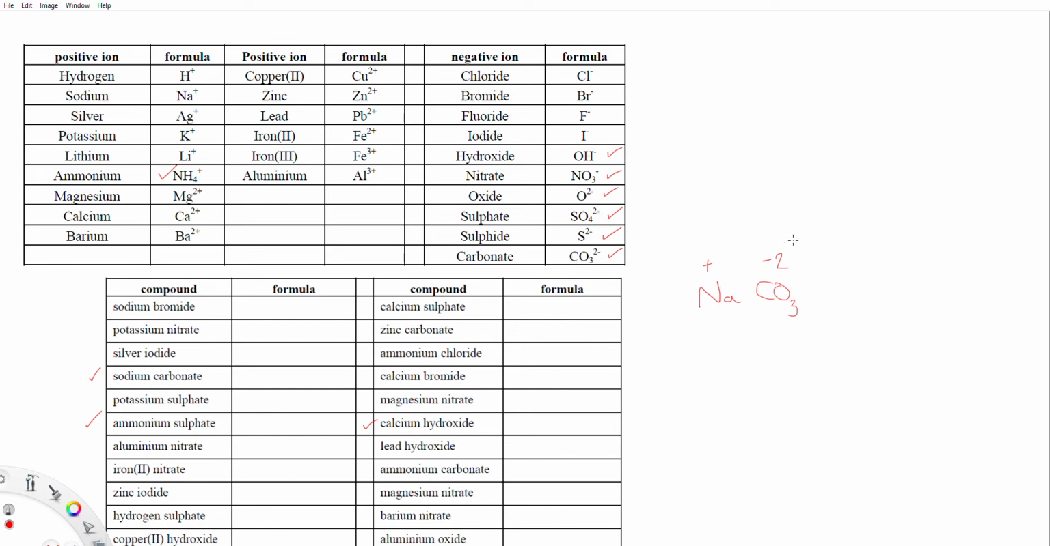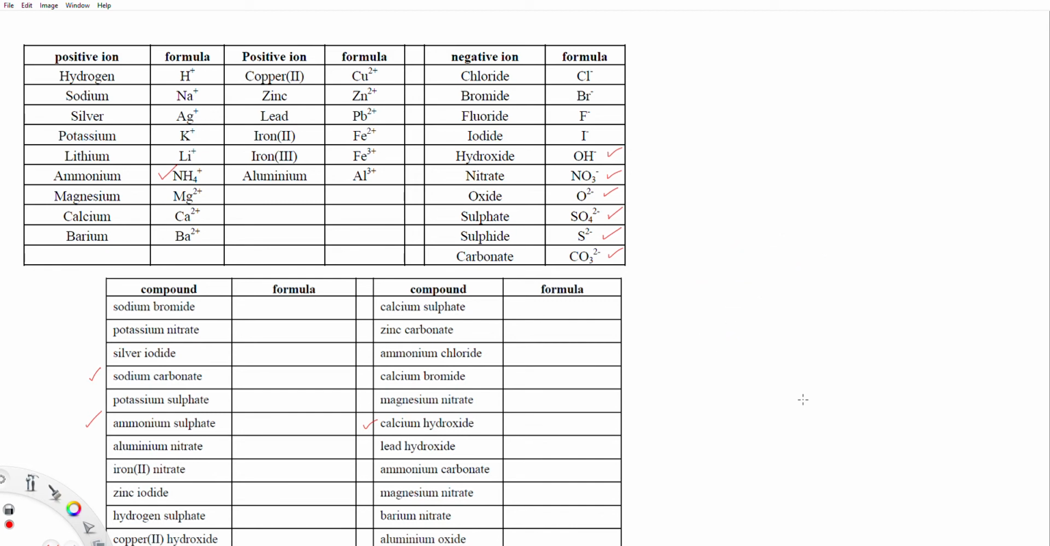Now you'll notice that these charges do not add up to 0. In order to do that, I would need another sodium. Now they would. 2 positives, 2 negatives equals 0. So the formula of sodium carbonate is Na2CO3. I'll just let you look at that for a moment and digest that information.